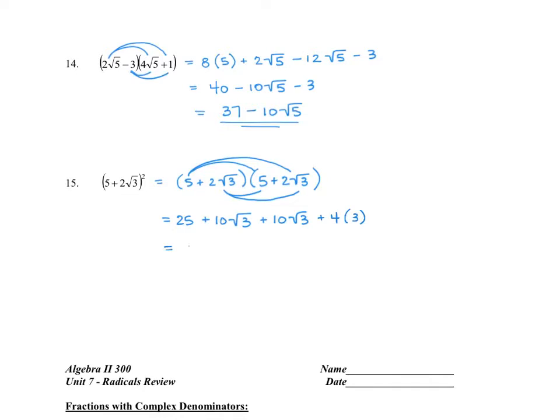Simplifying and adding like terms, I have 25. Adding the like terms in the middle, I have 20 rad 3. And multiplying at the end gives me plus 12. And simplifying one step further gives me 37 plus 20 rad 3.